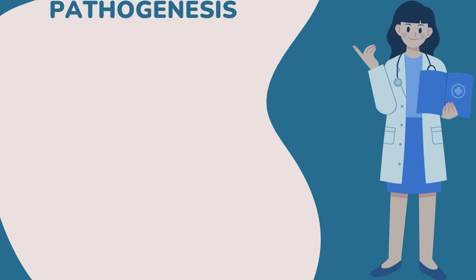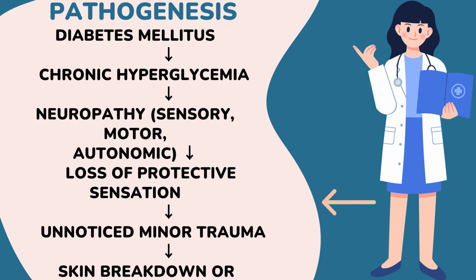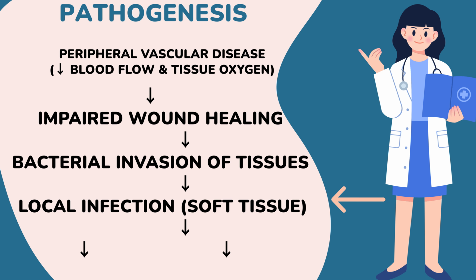Now let's look at the pathogenesis. It starts with diabetes mellitus, which leads to chronic hyperglycemia. This is often associated with neuropathy, causing a loss of protective sensation. One day, you might experience an unnoticed minor trauma, and then, boom, this can result in skin breakdown or ulceration. This condition is often linked with peripheral vascular disease, which reduces blood flow and tissue oxygen levels. This ultimately leads to impaired wound healing.